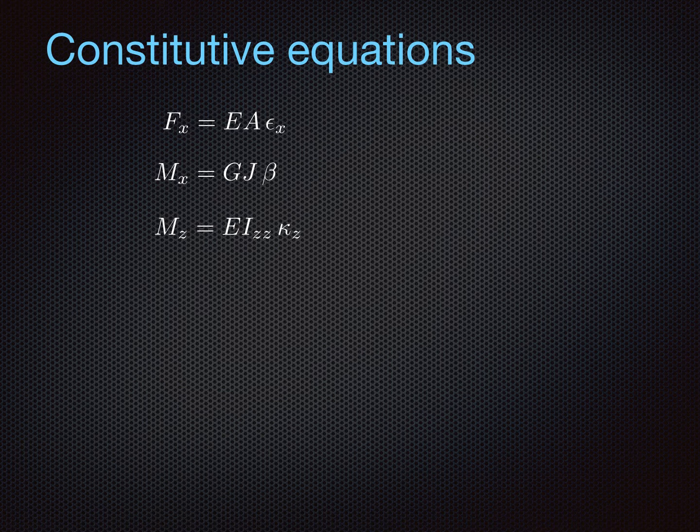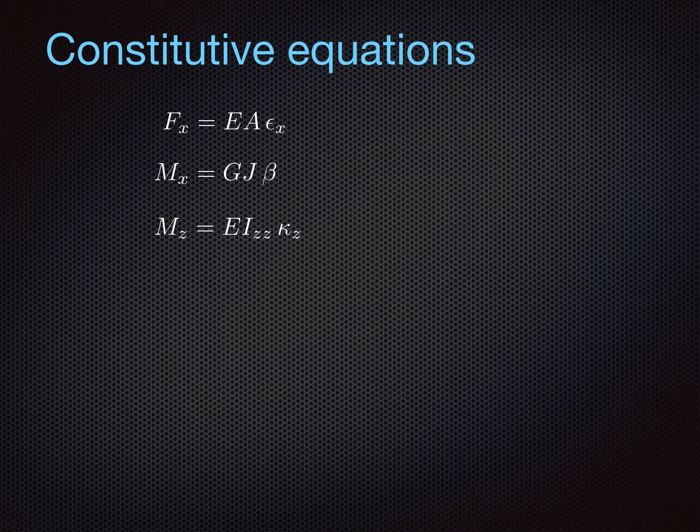In this particular case, we have three constitutive relationships to consider. The first one relates the axial strain to the axial internal force, F sub x. The next one relates the derivative of the twisting angle, which we labeled as beta, to the internal torque, which is m sub x, which is the expression shown in the middle.